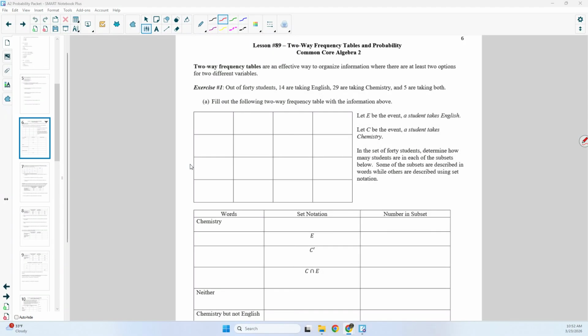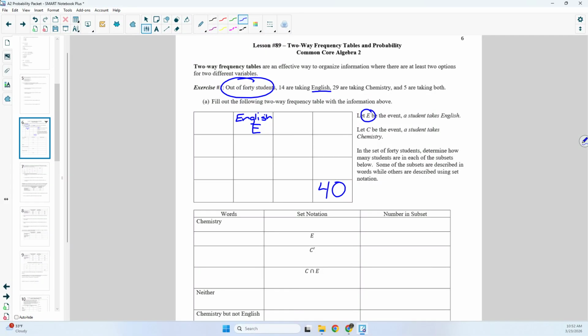So the way we organize the two-way table is we put the one quality, which is English, in one direction and chemistry in the other. We're going to start out though with the totals, so the 40 students would go down here. That's the total number of students. So English, I could write the word English here, but we're going to let E be the event a student takes English.